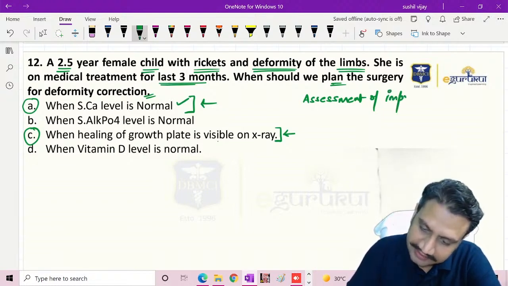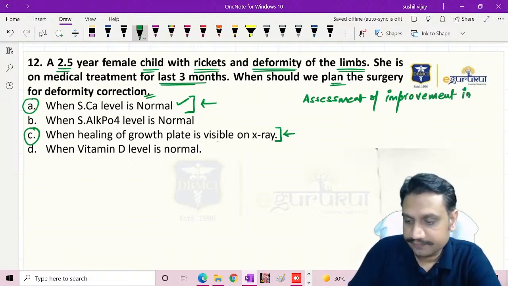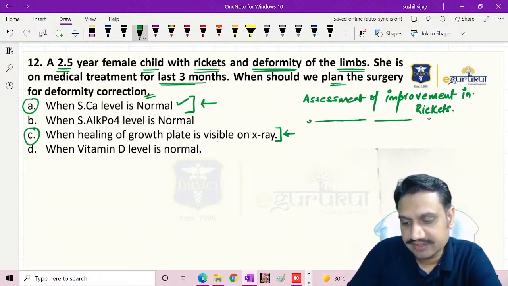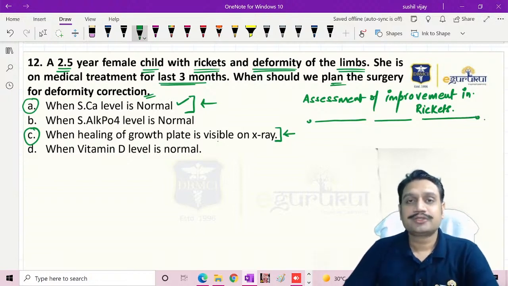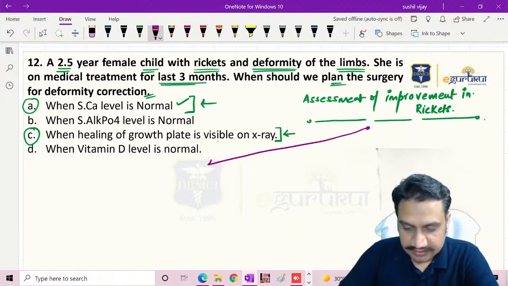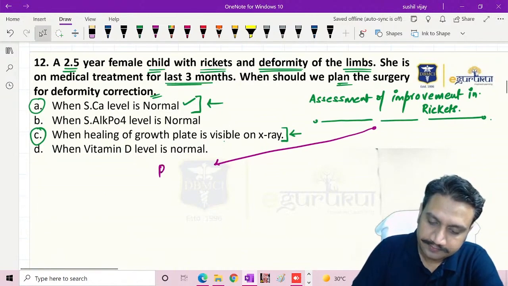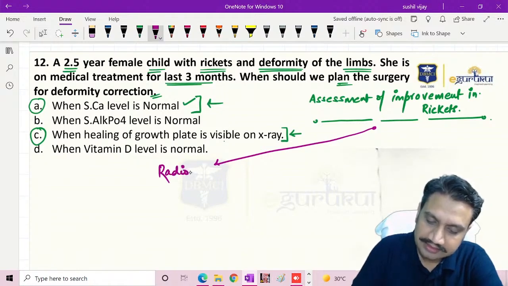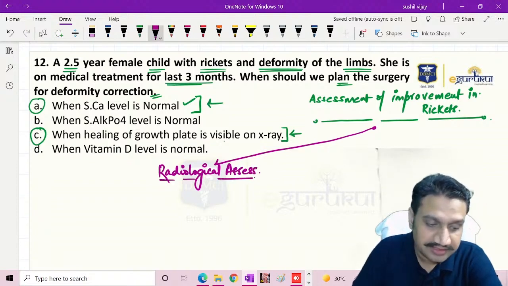improvement in rickets. How will you come to know that your patient is improving? Assessment of improvement in rickets. How will you come to know that the child is improving? So there are two ways for the assessment. What are the two ways? One is what you call the radiological assessment. So how to go for the radiological assessment?